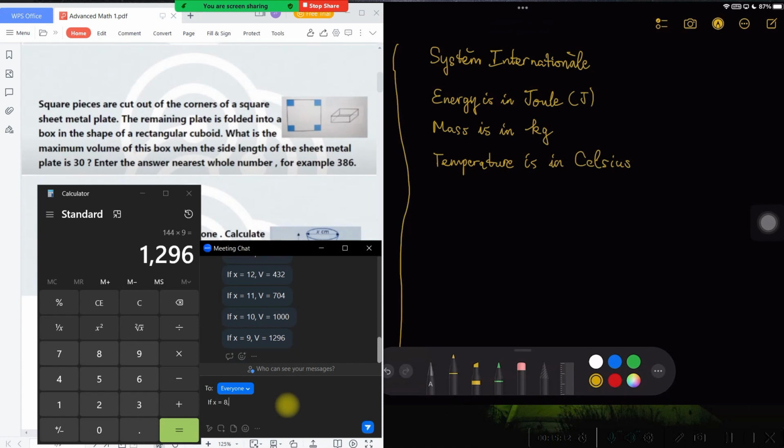If x is 8, v equal to 30 minus 16 is going to be 14. 14 times 14 times 8. It's 1568, even bigger. So càng ngày càng bự vậy. It's getting bigger and bigger. If x equals to 7, it's 30 minus 14. It's going to be 16. 16 times 16 times 7. You get 1792.